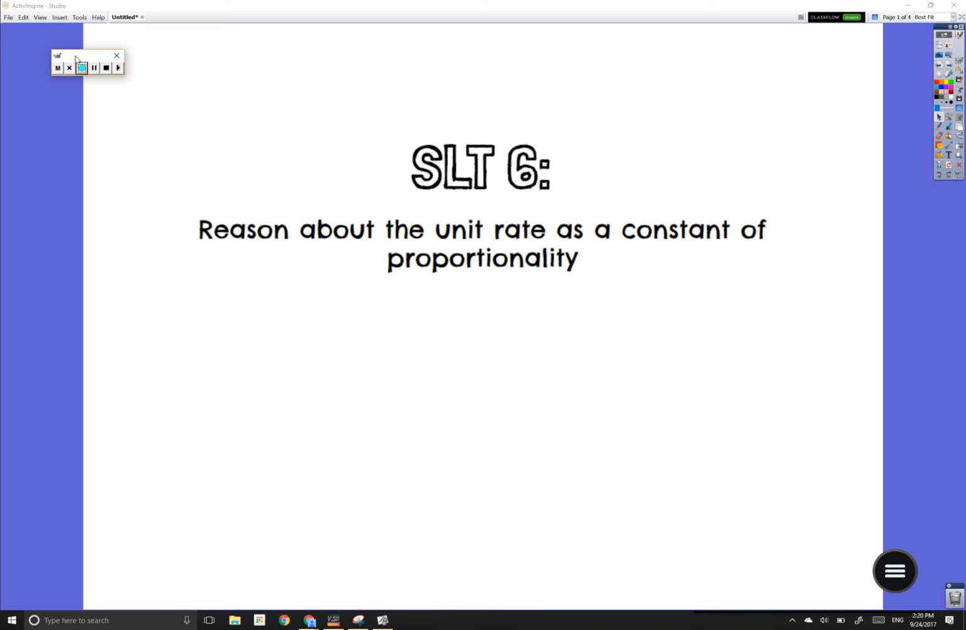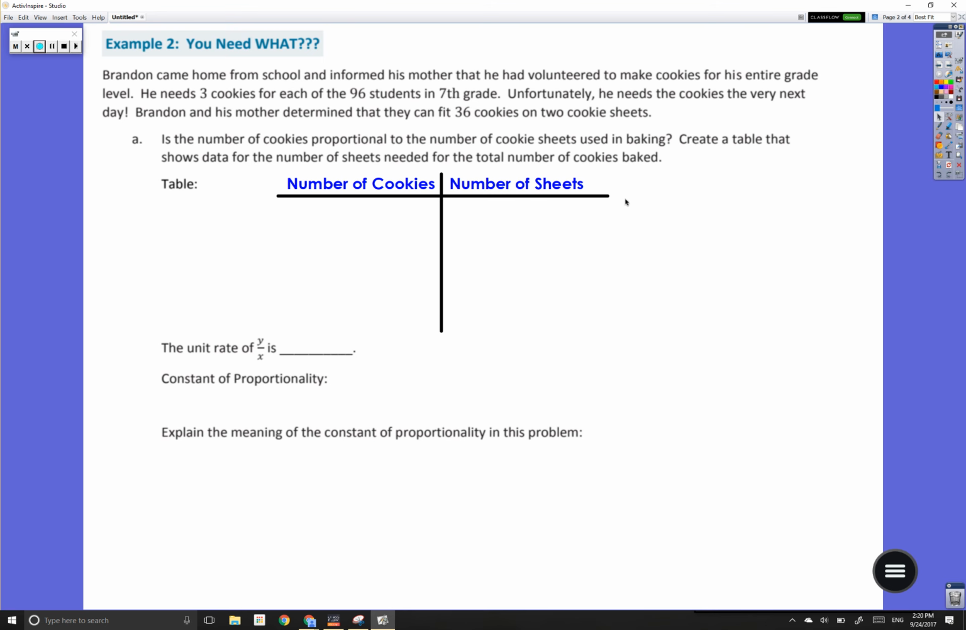So we're going to review SLT6 together using an example problem. I would like for you to pause and read just the situation up top and highlight the important information. Okay, so the important information that I found: 3 cookies for each of the 96 students, and I also found that we can fit 36 cookies onto 2 sheets. Letter A asks you if the number of cookies is proportional and to write a table.